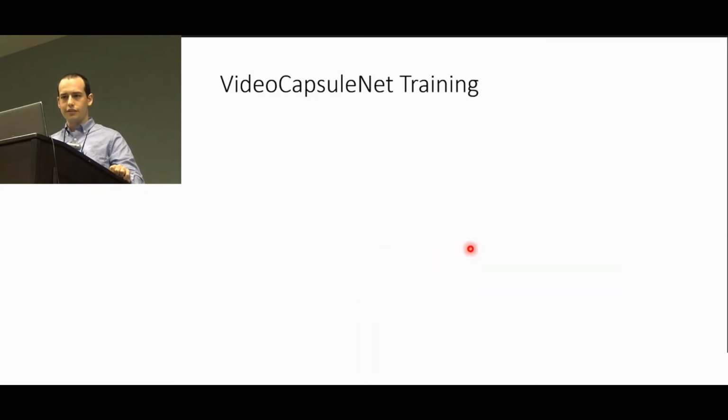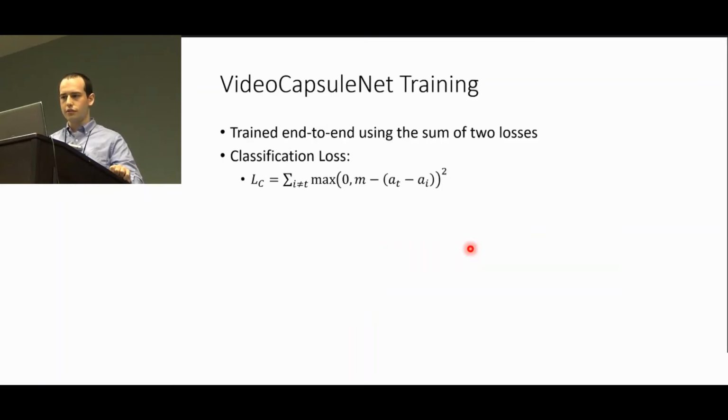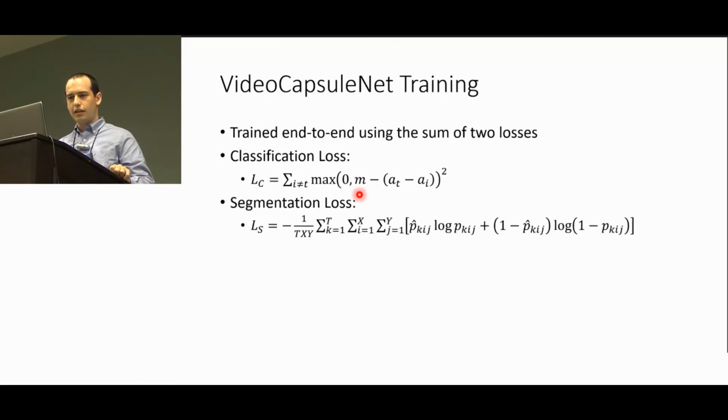So video capsule net is trained end-to-end using 2 losses. The first is the classification loss. This is a margin loss. So basically what this tries to do is push the target activation, so the activation of the capsule corresponding to the ground truth class, to be higher than all other activations of the class capsules by some margin. And then the segmentation loss is the standard binary cross entropy loss. And then the total loss is just a weighted sum of both of these. The segmentation loss is down-weighted because it could dominate the classification loss. So we want to make those losses similar.